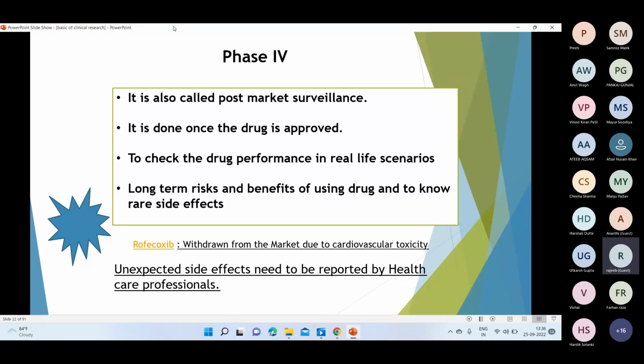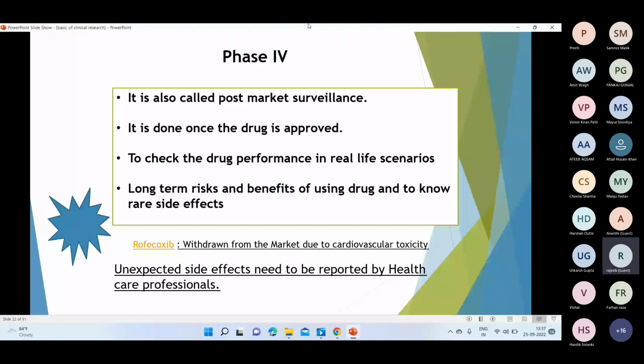A person may have hypertension, a person may have diabetes, the person's kidney function may not be normal, liver function may not be normal, he might be suffering from depression. His food habit might be different. He could be living in a hill area and taking some different kind of food. So in the real world things are totally different compared to the clinical setting. So again we have to take care of the safety part in a real world scenario. Checking the drug performance in the real world scenario is done in phase 4. That is called post marketing surveillance studies, done once the drug is approved.